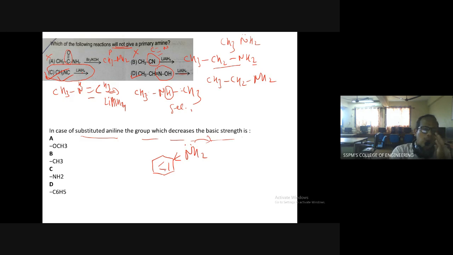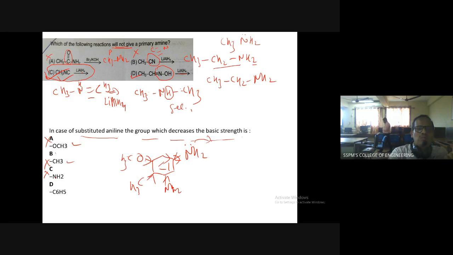Now let's just check all four possibilities. Possibility A is methoxy group. So methoxy group, if I add methoxy group over here, OCH3, suppose, the methoxy group is an electron donating group. We know that. Electron donating group. So it will increase. So this is not the answer. Then B, methyl group, if I add suppose here, then methyl group again electron donating, it will donate electron. NH2, if I add suppose NH2 here, NH2 will again donate electron. So again, this is not the answer. Something which is donating electron will decrease. Sorry, will increase.